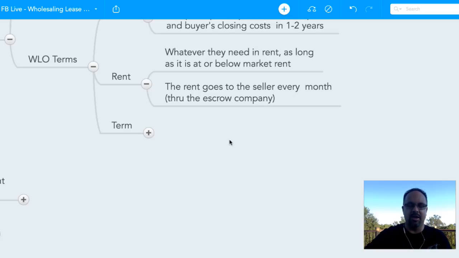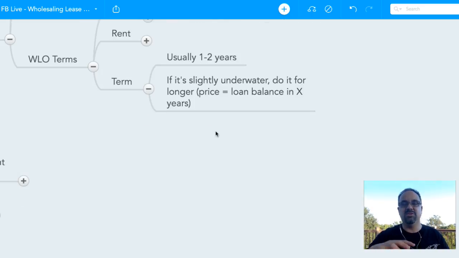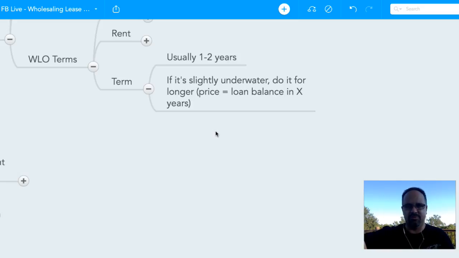And then I use a third-party escrow company to collect the rents and to pay the mortgage every month. So all of the rent goes to the seller, but through my escrow company, after the mortgage gets paid. And I'll talk more about that later. On a wholesaling lease option deal, it's usually 1 to 2 years. And if the property is slightly underwater, I will do a longer lease option term, and I'll usually set the option price to be whatever the loan balance is in 3 years or 5 years or 10 years.